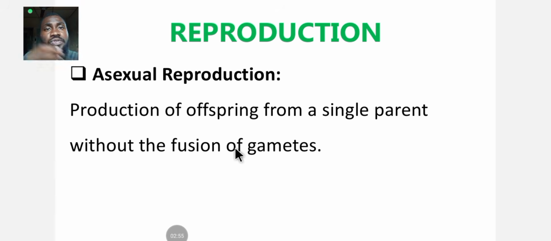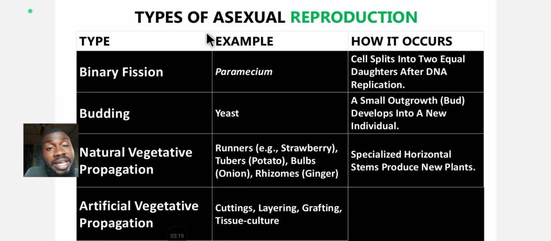Now, looking at the table we have here, the heading of the table says the types of asexual reproduction. Under the table, we have types, example, and how it works. Under the left side of the table, we have the types. Let me quickly list them: binary fission, budding, natural vegetative propagation, and artificial vegetative propagation. What do you understand by the word propagation? Propagation means multiplication, reproduction.